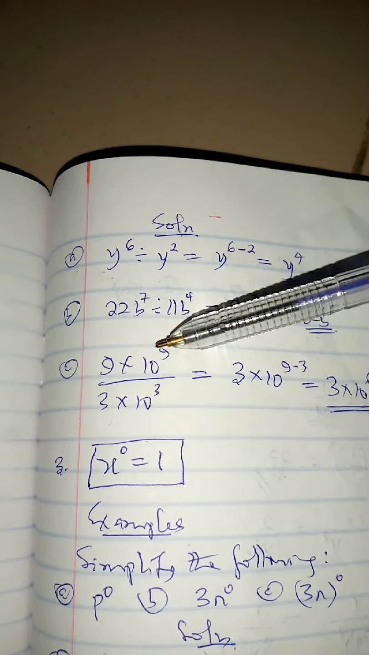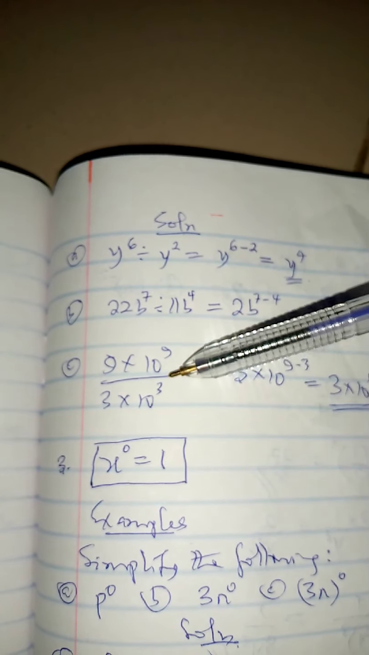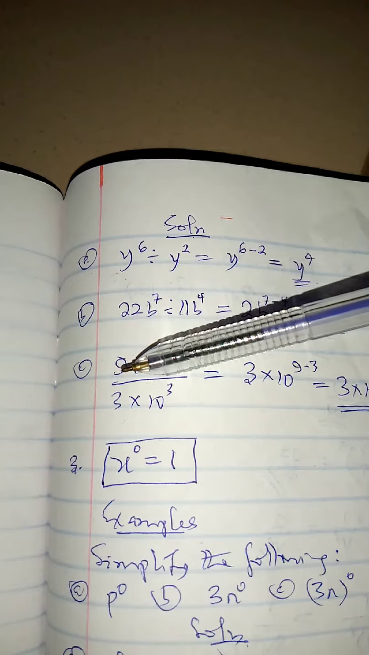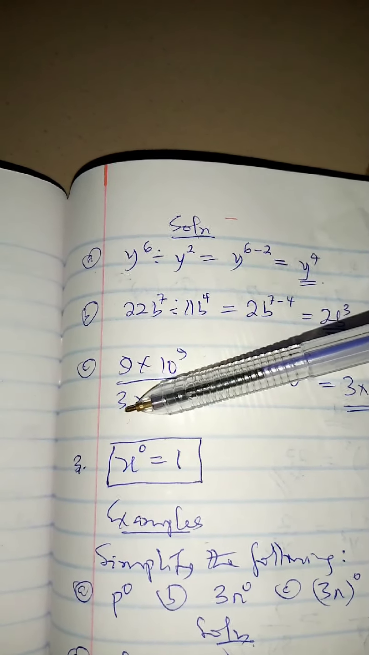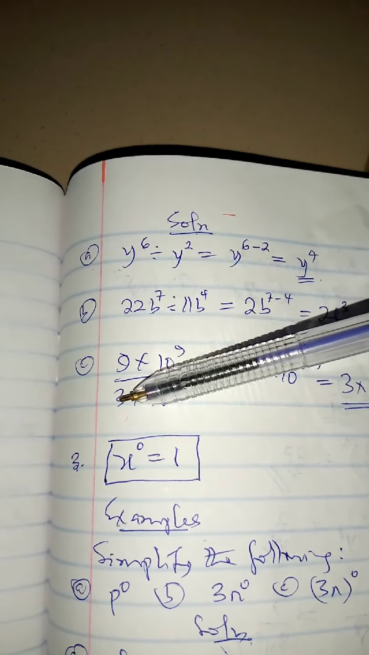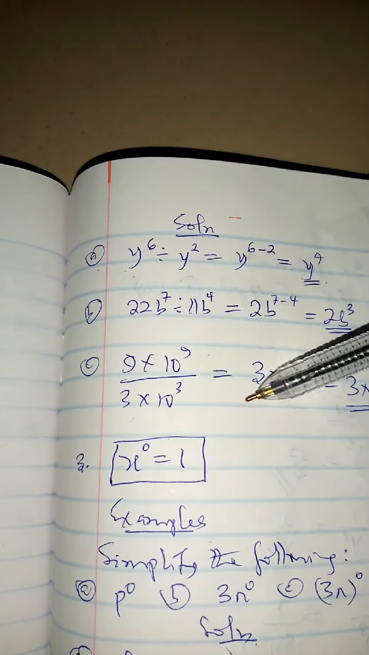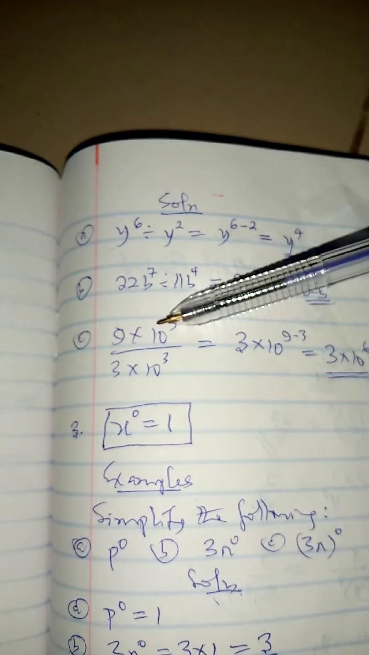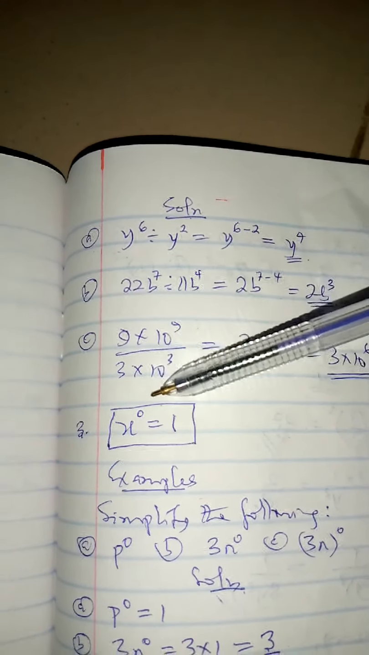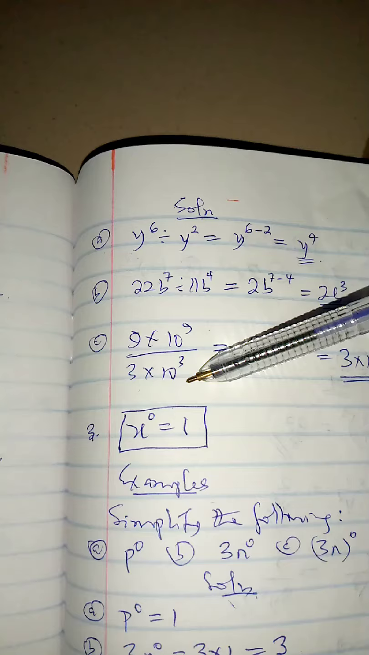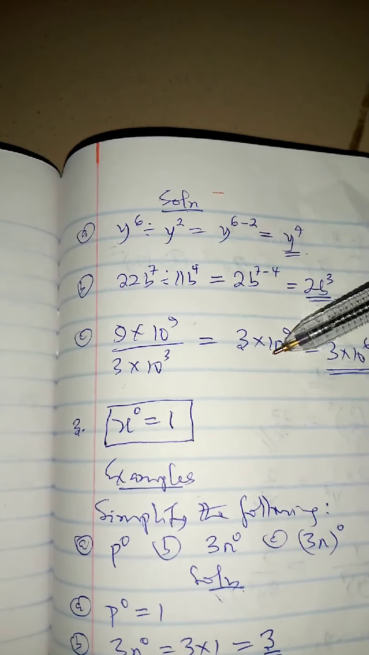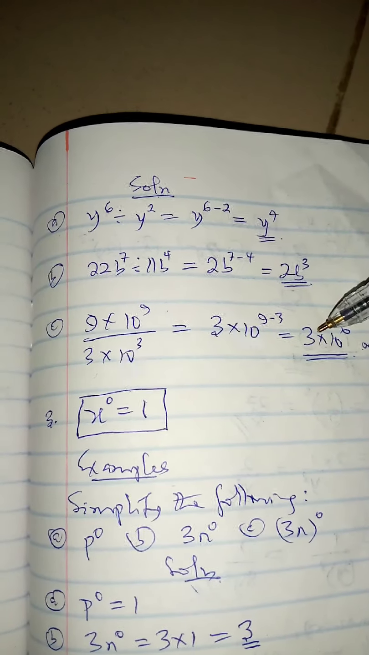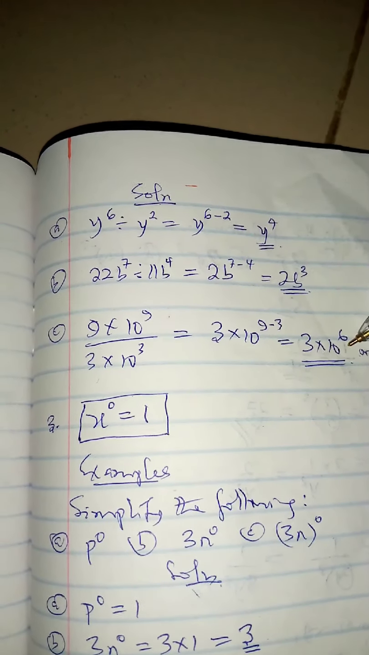9 times 10 raised to power 9 all over 3 times 10 raised to power 3. Here the coefficients are 9 and 3. So 9 divided by 3 will give you 3. You put your multiplication sign. Then you apply your law to this. 10 raised to power 9 divided by 10 raised to power 3 means 10 raised to power 9 minus 3. And this will give 3 times 10 raised to power 6.